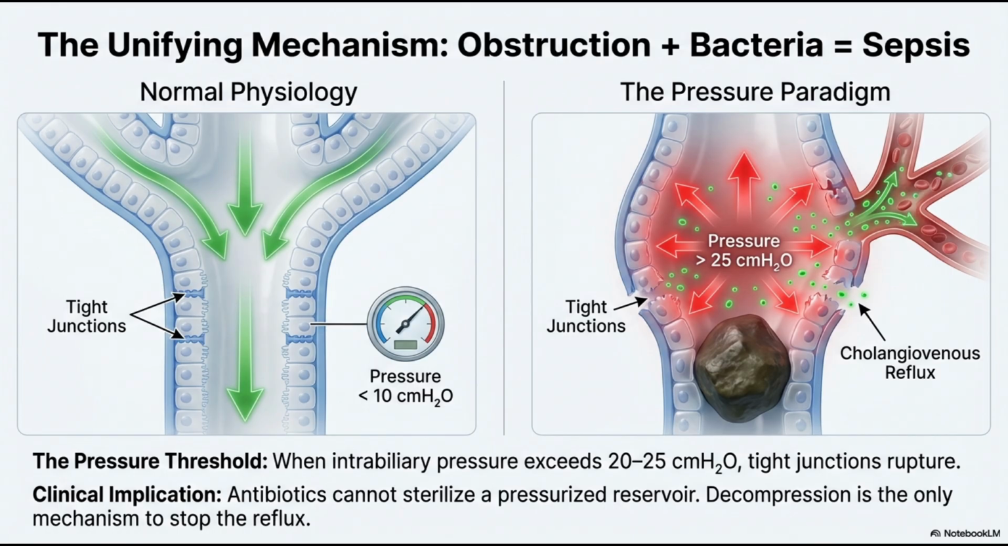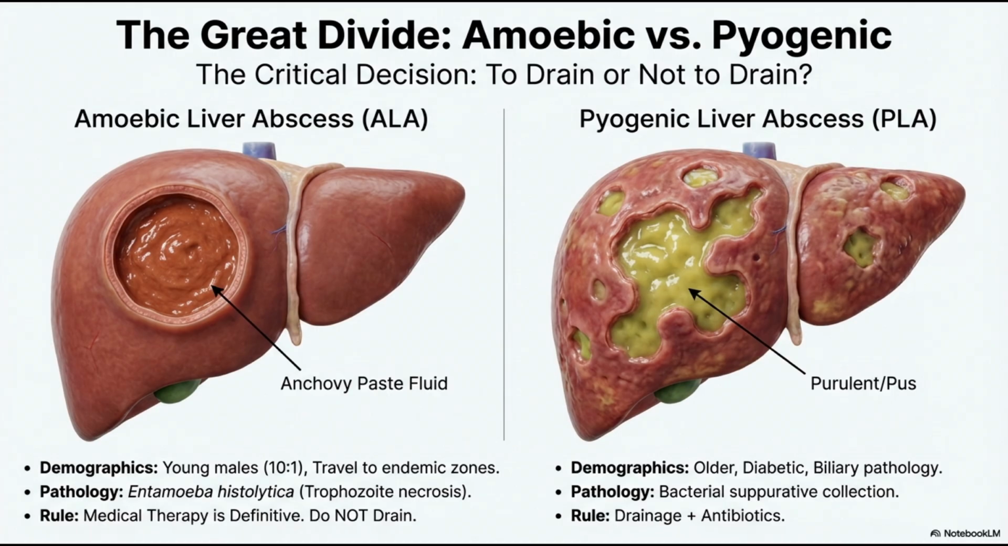We are going to apply that to our first major pillar, liver abscesses. This is an area where I see a lot of confusion and, frankly, a lot of mistakes. Even experienced physicians can get tripped up here. The sources call this the Great Divide. We have pyogenic liver abscesses, or PLA, and amoebic liver abscesses, or ALA. And the distinction is critical, because the treatment is diametrically opposed. If you drain the wrong one, you're doing harm. If you don't drain the other one, you're doing harm.